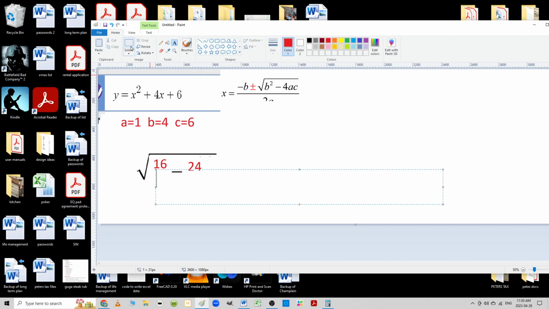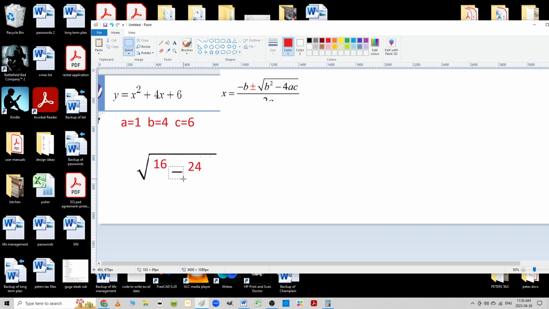So suddenly we have 16 minus 24. I don't even have to calculate it. That's minus 8, but it's going to be a minus number because 16 is smaller than 24. Right away, that tells me my discriminant is negative. When I have a negative, I can't take a square root of a negative, which means there are no roots.